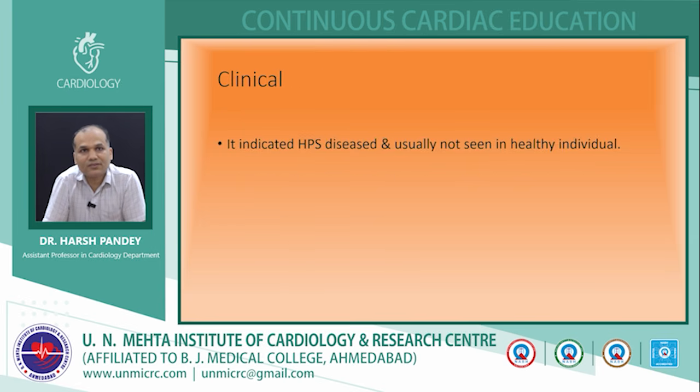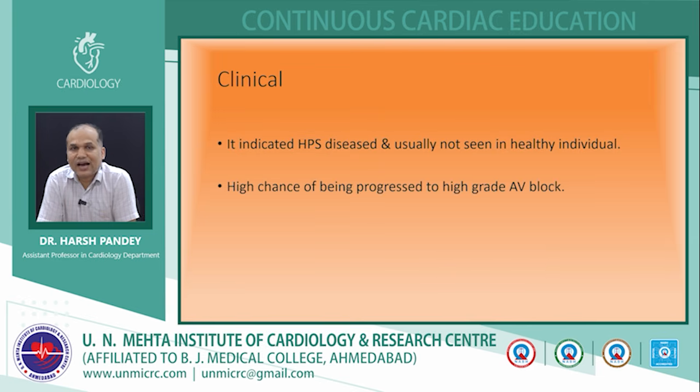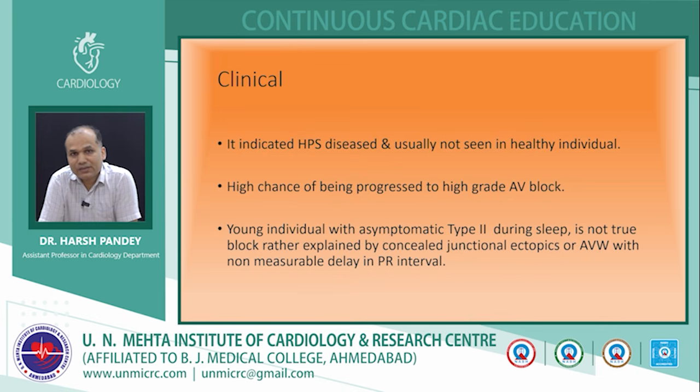Clinically, if a Mobitz type 2 block is present, it usually indicates the His-Purkinje system is diseased, and it is usually not seen in healthy individuals. There is a high chance that it will progress into a high grade AV block. But if it is seen in young individuals with an asymptomatic type 2 AV block during sleep, it is not true that the block is actually at the infra-AV nodal level, because sometimes it is explained by concealed junctional ectopics or AV Wenckebach with a non-measurable delay in the PR interval.